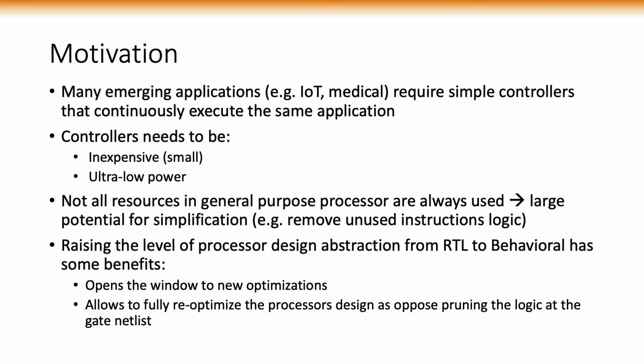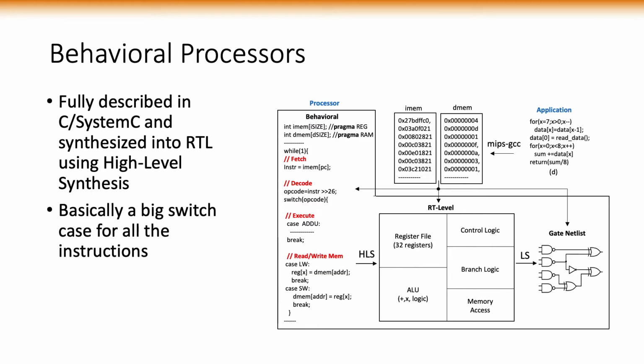Now, at the same time, raising the level of processor design abstraction from the RT level to the behavior level has some key benefits. First, it opens the window to new optimizations, and second, it allows us to fully re-optimize the processor design as opposed to pruning the logic at an already synthesized gate netlist. Let's look at how we can design processors at the behavior level, meaning in C for high-level synthesis.